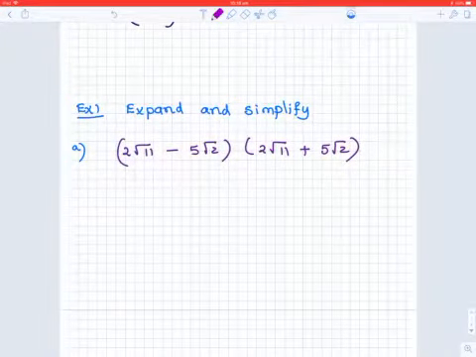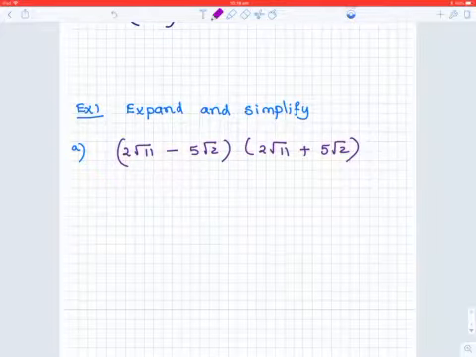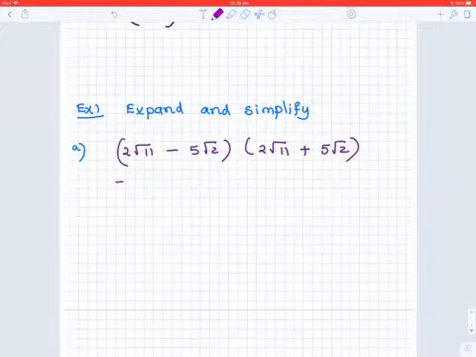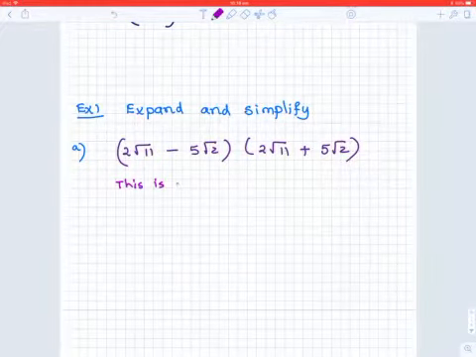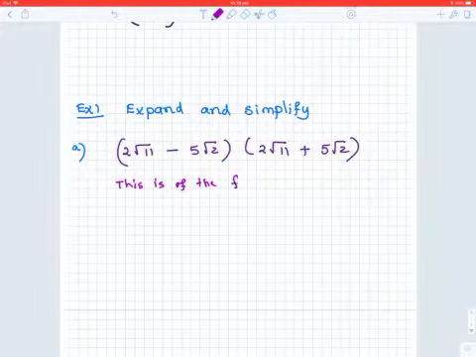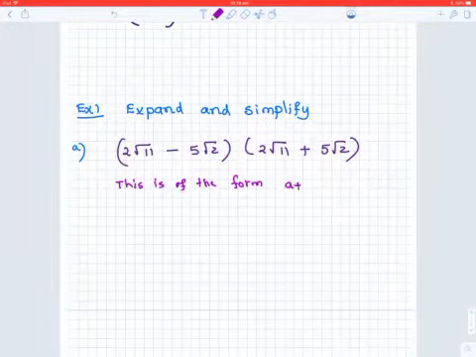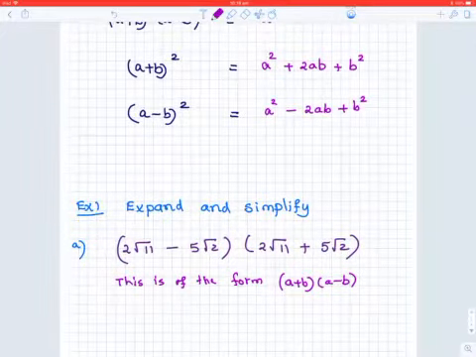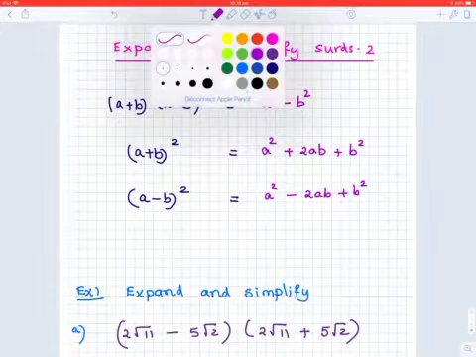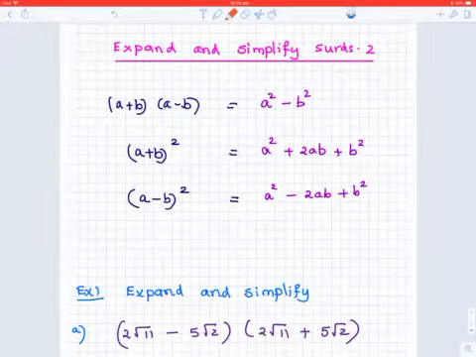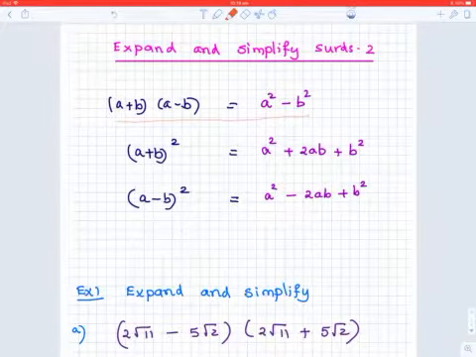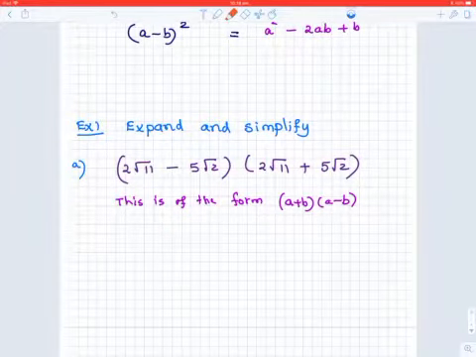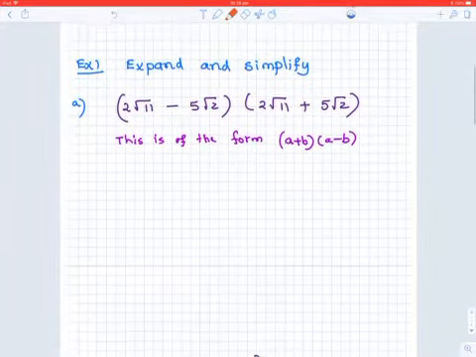When you look at the first question, expand and simplify, you have (2√11 − 5√2)(2√11 + 5√2). Now, this is of the form (a + b)(a − b). We have seen (a + b)(a − b) = a² − b². I'm going to use that formula.